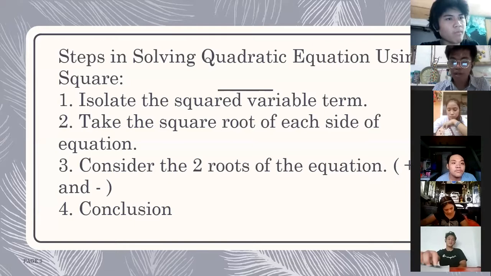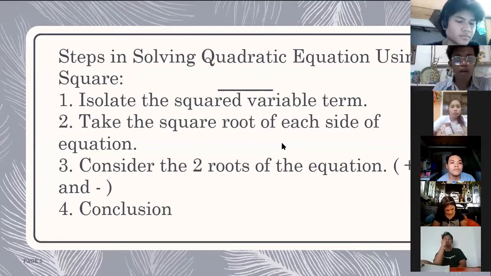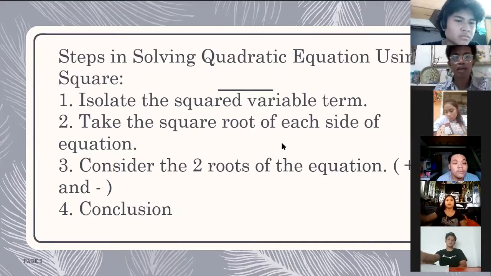Okay. So, let's have number 3. Pakibasa po yung number 3. Let's have Trisha. Consider the two roots of the equation, positive and negative. Okay, very good. When we square root both sides of our equation, meron kayong dalawang sagot na mag-a-appear: the positive sign of the answer and the negative sign of the answer. Kailangan mo i-consider yung dalawang roots na yon. That's why we have the positive, negative, and then the final answer.